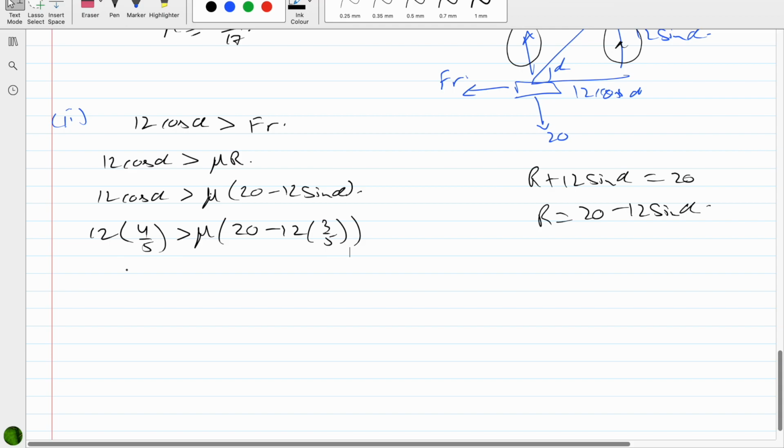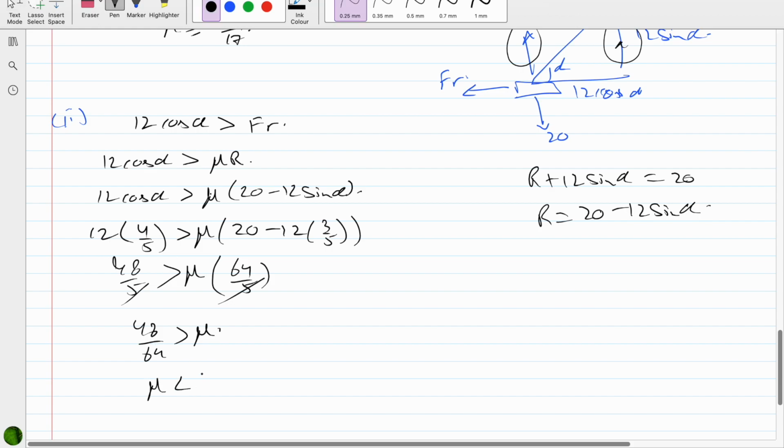Using calculator, this is 48 by 5 greater than mu into 20 minus 12 into 3 by 5, which is 64 by 5. So 48 by 64 is greater than mu, and 48 by 64 gives us 3 by 4. So basically mu is less than 3 by 4 in this case.